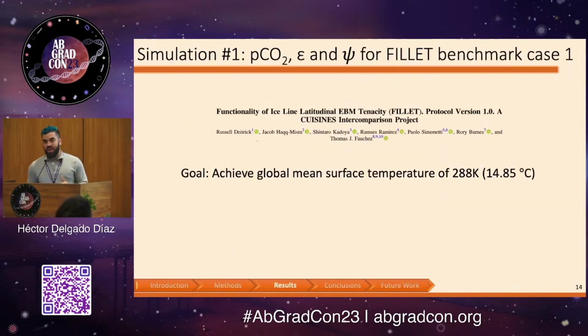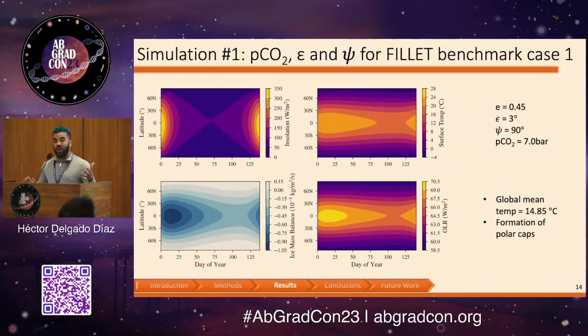For the first one, the protocol is the functionality of ice latitudinal EBM intercomparison. So it's a protocol and intercomparison project from the CUISINES project. What they want is to do an intercomparison of different EBMs. And the first benchmark case is to achieve a global mean surface temperature of 288 kelvins. And that's what we did. We looked for what those values are.